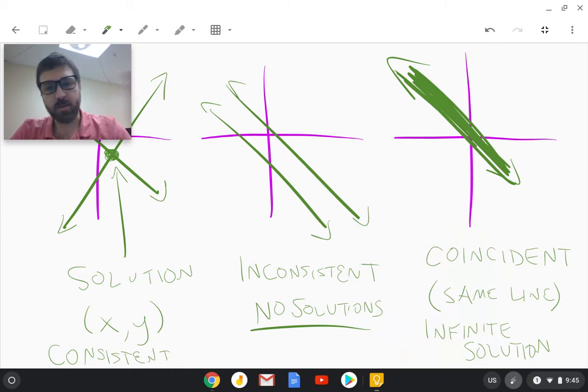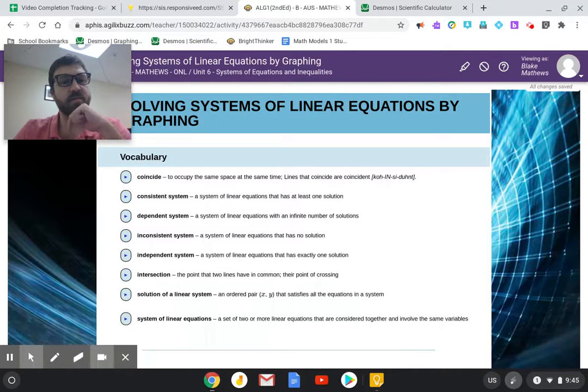So I'm going to jump back over to our lesson, where I've gone through these different things. I've talked about coincident, consistent system, inconsistent system. Independent means that there is exactly one solution. Dependent system means there's an infinite number of solutions. So dependent and coincident go together. Consistent and independent go together. And then inconsistent is kind of its own thing.